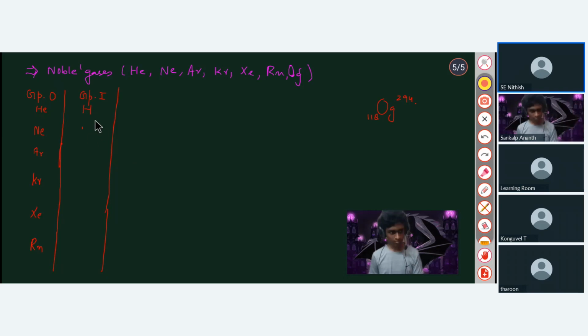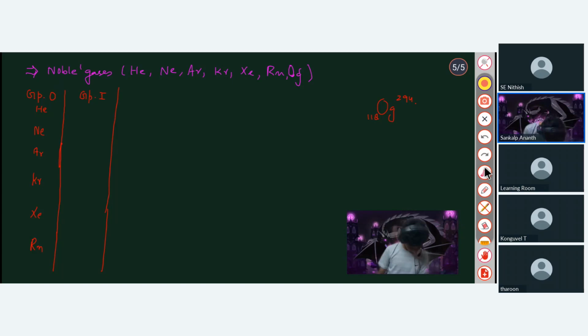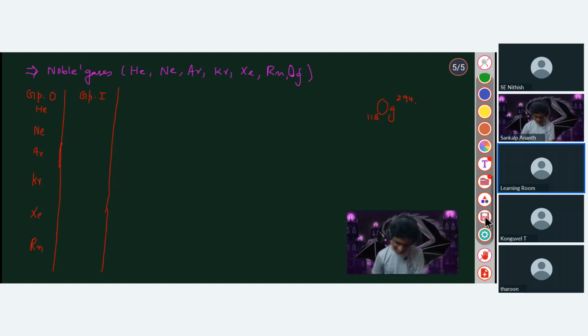But does that mean oganesson is the heaviest atom? No, sir. Livermorium has atomic number 115. Sir, what is the name? Livermorium. It is named after the place where it was discovered. So that's why its name is given as Livermorium.